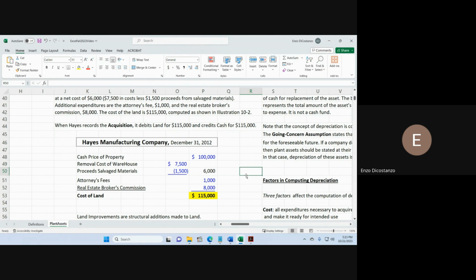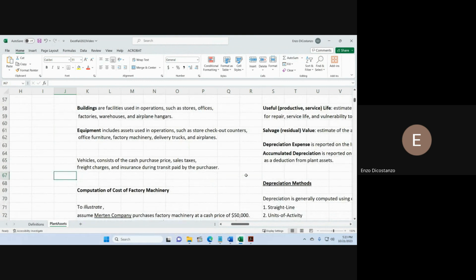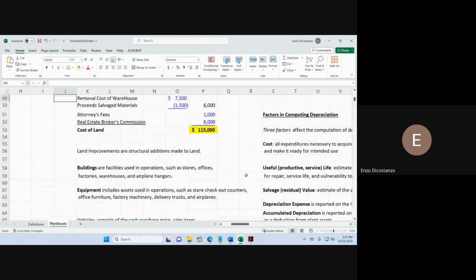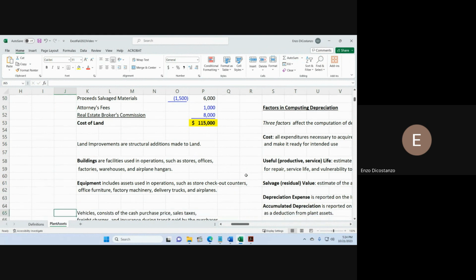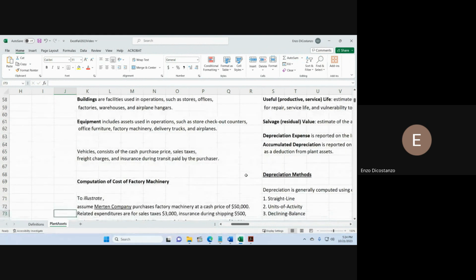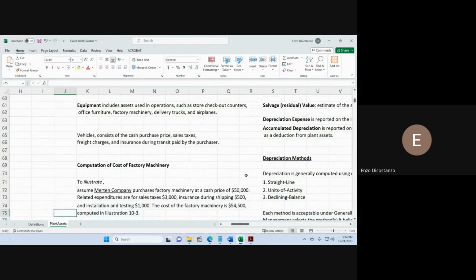So again, keep yourselves organized. That's economics, accounting, finance, all that stuff. You've got to keep yourselves organized. Buildings or facilities where the operations, such as storefronts, offices, factories, warehouses, or airplane hangars, are operated or used. Equipment: checkout counters, furniture, airplanes, aircraft, right? Vehicles consist of the cash purchase price, sales taxes, freight charges, and insurance during transit paid by the purchaser.